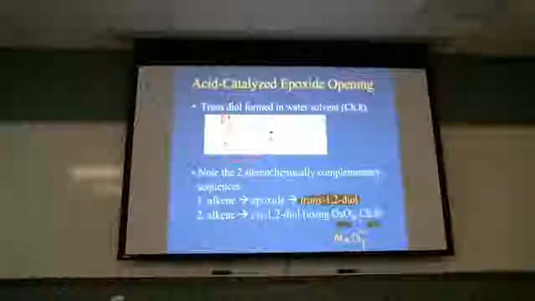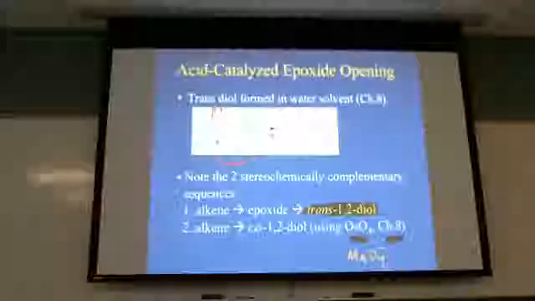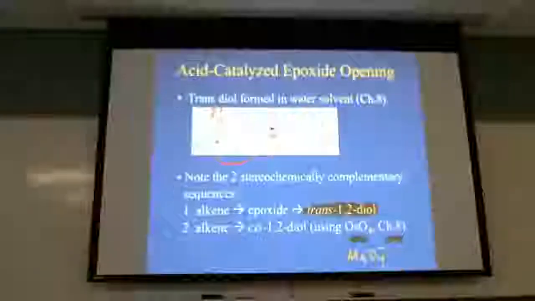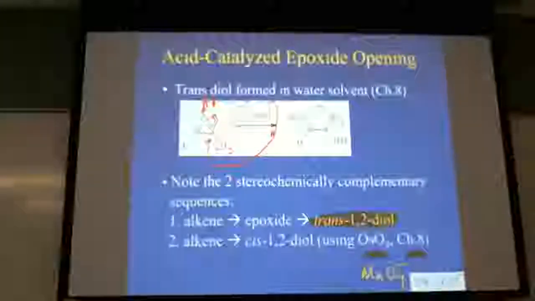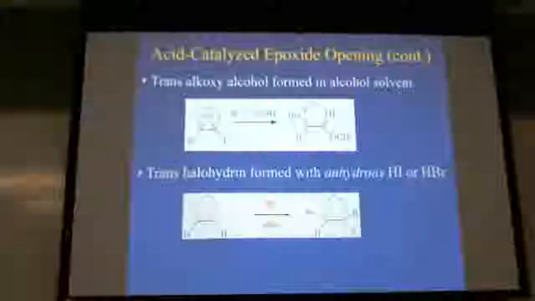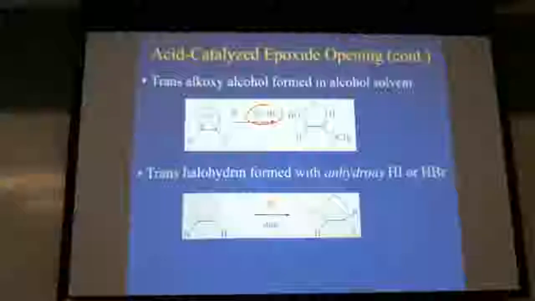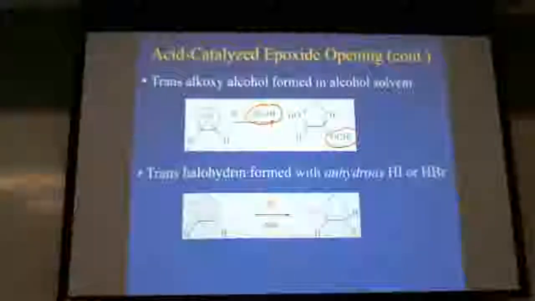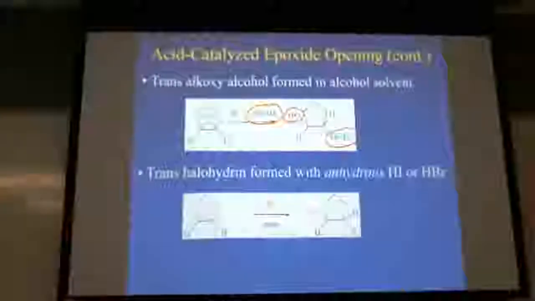that basically deliver both oxygens from the same side, and therefore you end up with a cis 1,2-diol. And like I said, if your solvent is something other than water, then you're going to end up with an OH and an ethoxy group over here.